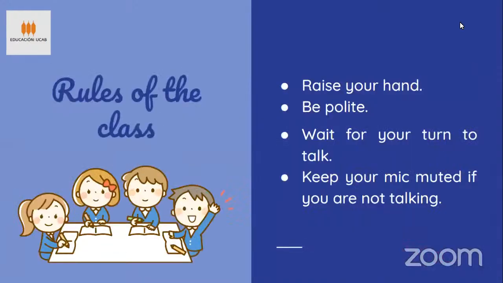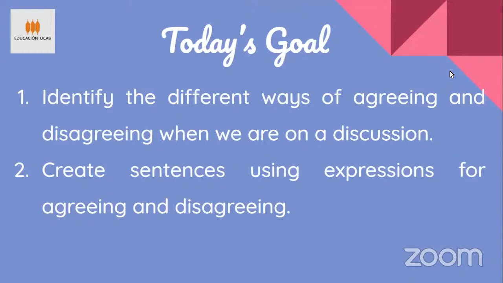Okay, remember the rules of the class. Raise your hand, be polite, wait for your turn if you want to talk or ask anything, and keep your mic muted if you're not talking. Now we are going to see the goals for today. First, we would like to identify the different ways of agreeing and disagreeing when we are in a discussion, and create sentences using expressions for agreeing and disagreeing.